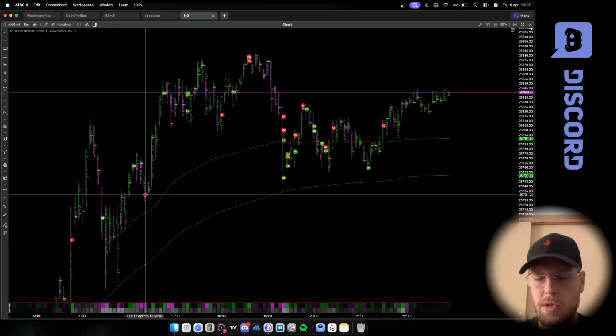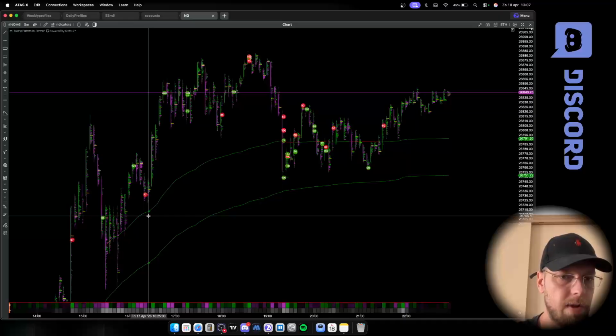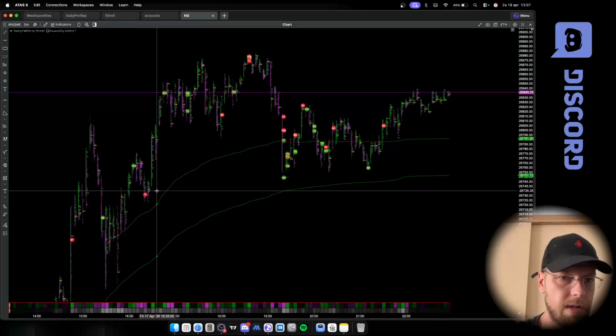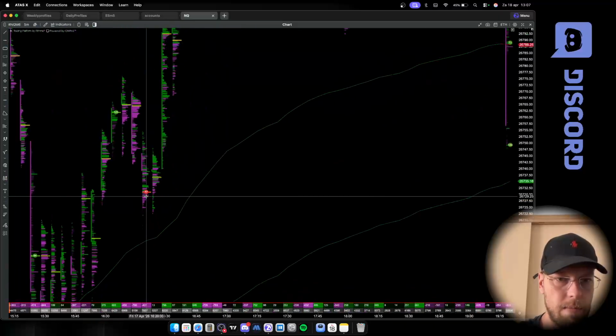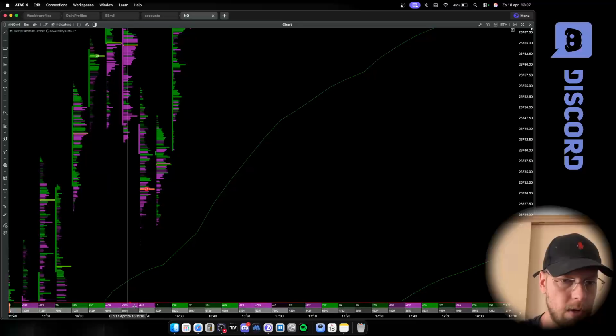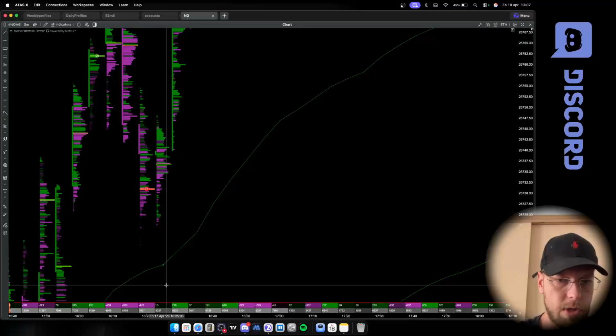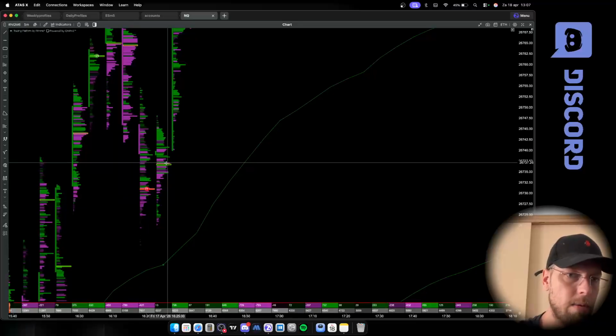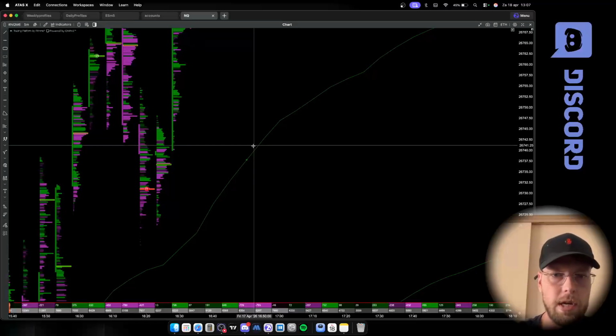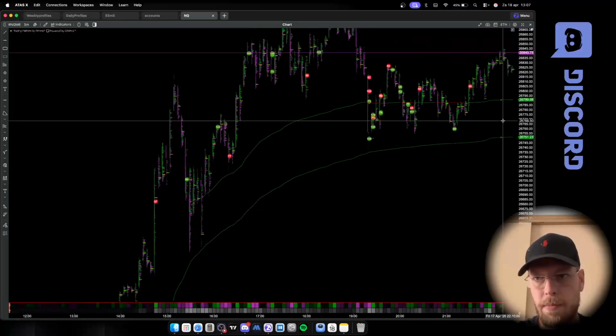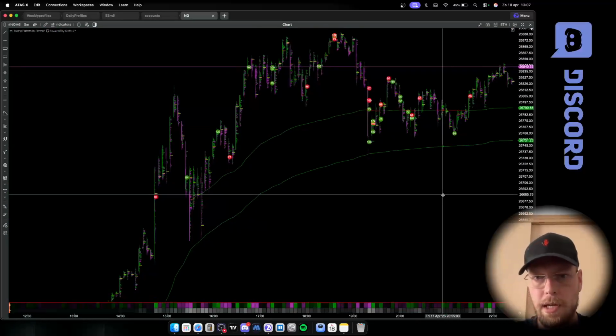And we come to RTH VWAP. We have this big seller here. We tap VWAP. Once we start trading above it, it's go time. It's go time. And we go from the negative delta to the positive delta. This is the bubble. POC shifts higher. Go sign. Get in. Get in.